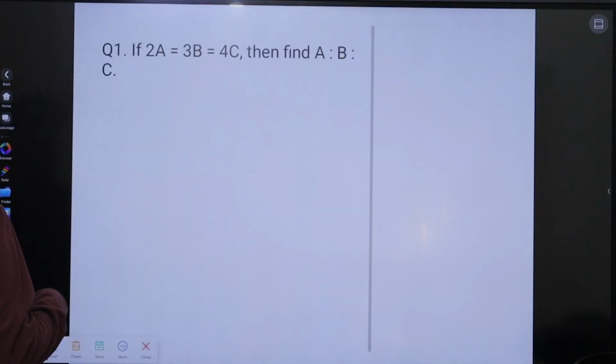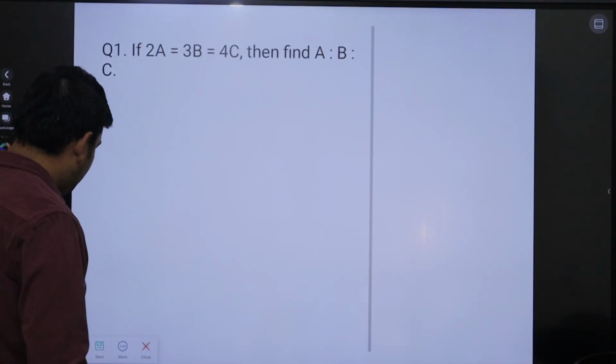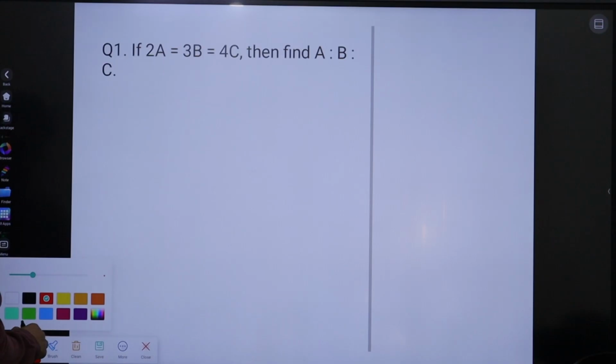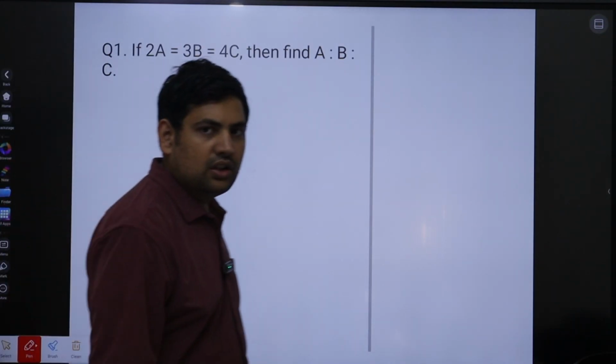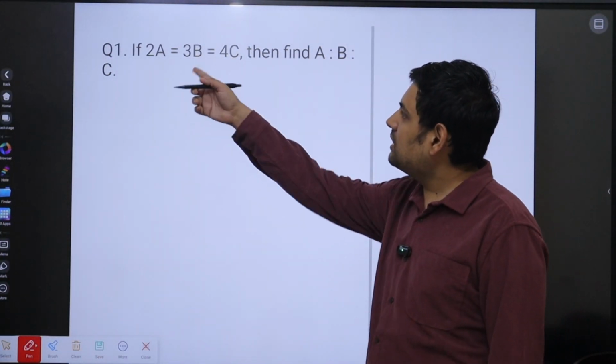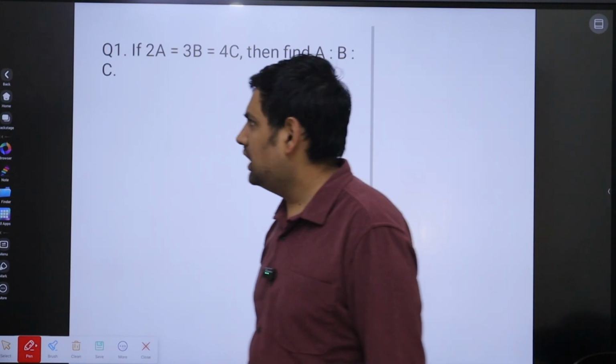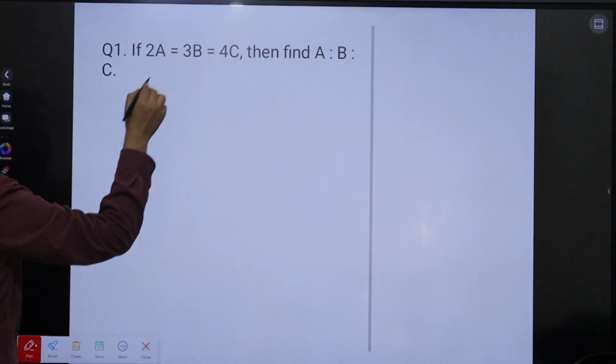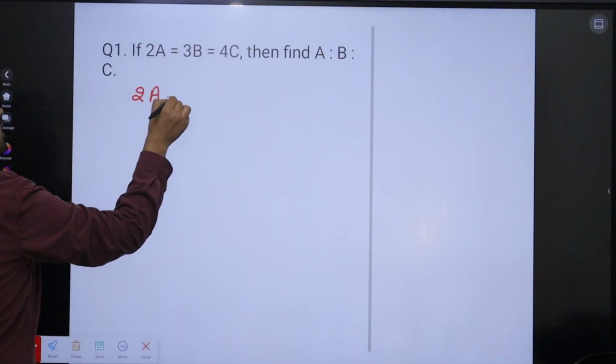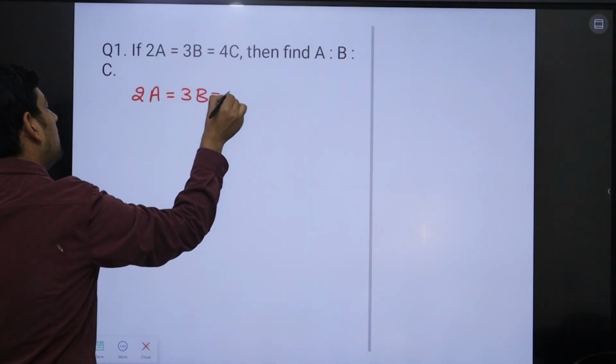There is another thing. Sometimes they give it in proportion form. So understand how you write these also. This says 2a is equal to 3b is equal to 4c. You need to find the ratio of a, b, c. So how do you do them? See, this is 2a is equal to 3b is equal to 4c.